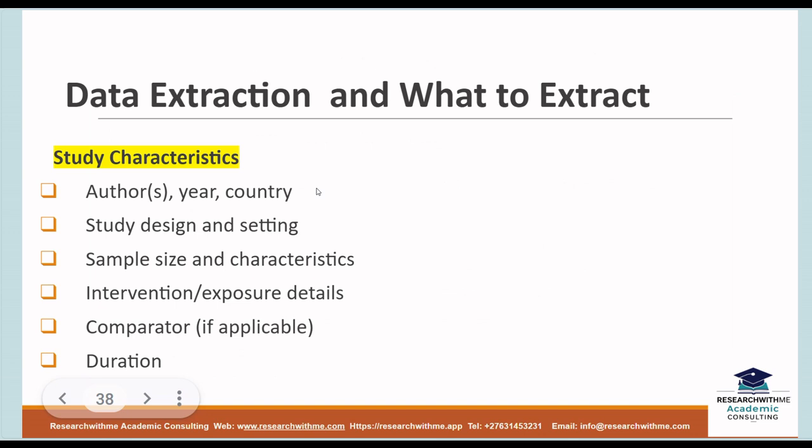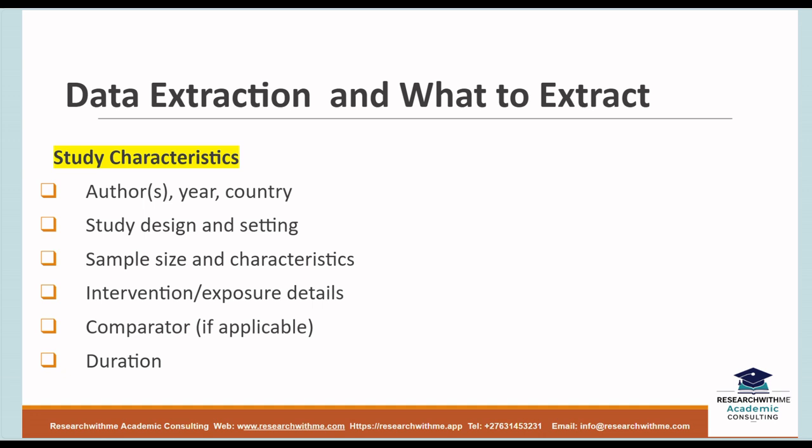Having done quality appraisal, the next thing is to start extracting data. When you want to extract data, there is some information that is needed. Number one is the author, the year, the country, the type of study design, the sample size, and possibly the characteristics of those.